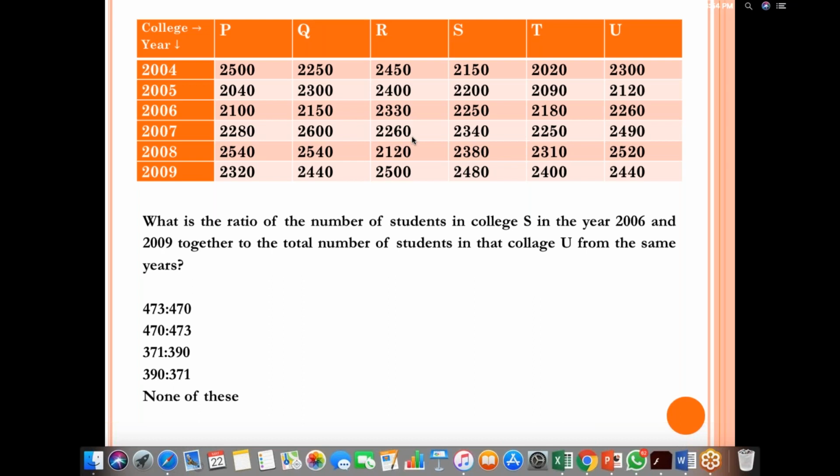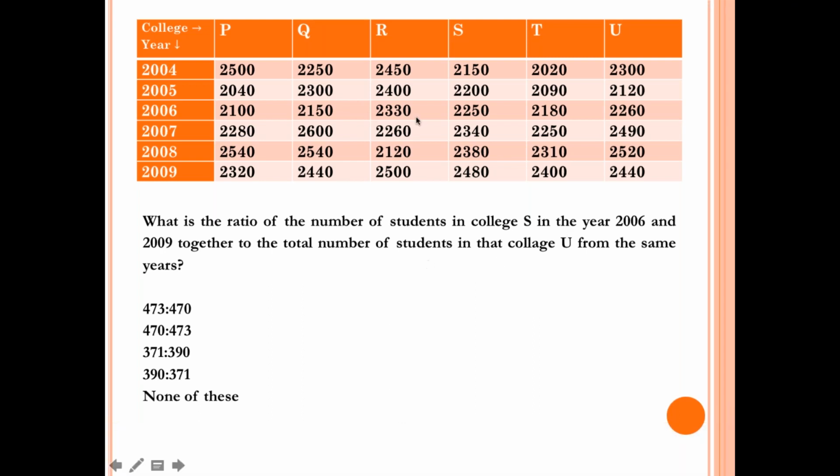See, this question is very easy. Yes, Ayushi got it absolutely right. It is 473 and 470. What we see here is S in 2006 and 2009. We will take the S of 2006 and 2009. If you see, it is 220, 233, and no, sorry, S in 2006, this value, and 2009. If I add it up, it will be 374730, and then U in the same year, 2260 and 24. So this is 470.